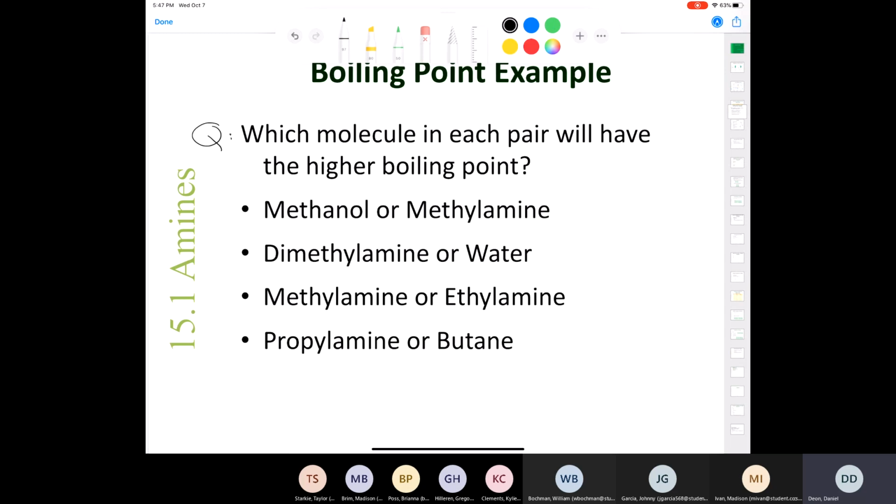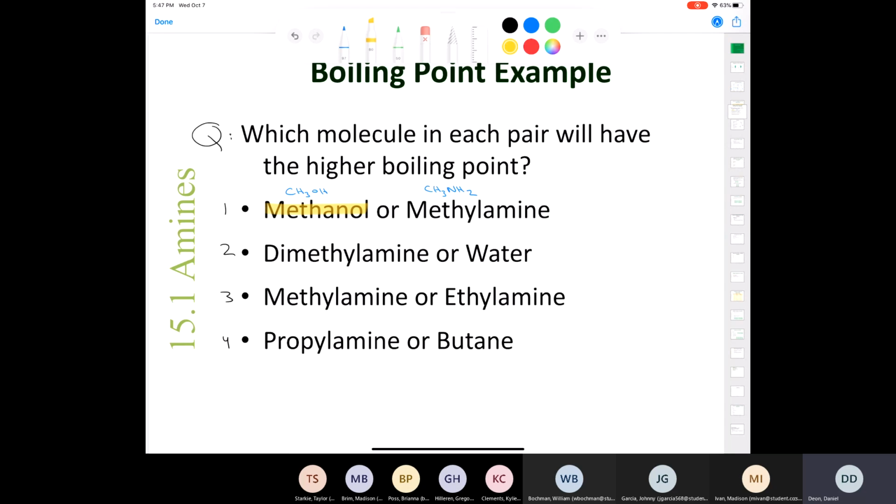Which molecule in each pair will have a higher boiling point? We've got 1, 2, 3, and 4. Let's start with the first one, methanol or methylamine. Hopefully by now you've gotten a feeling for a little bit of the nomenclature: methanol is this alcohol and methylamine is simply a methyl group with an NH2. Who could tell me which one should have a higher boiling point? We've already looked at these on a previous slide. Absolutely, Greg. The answer is methanol, because it has stronger hydrogen bonding than methylamine does.